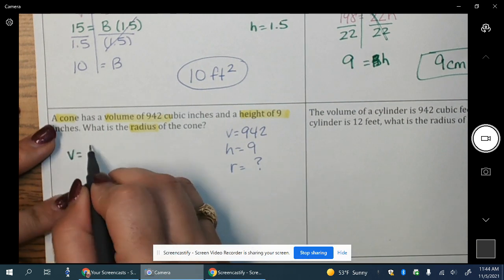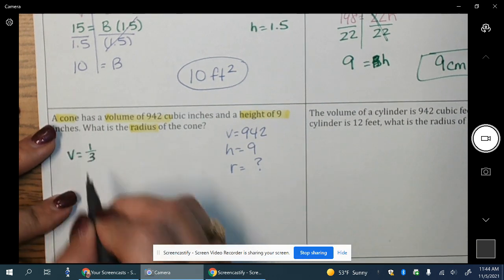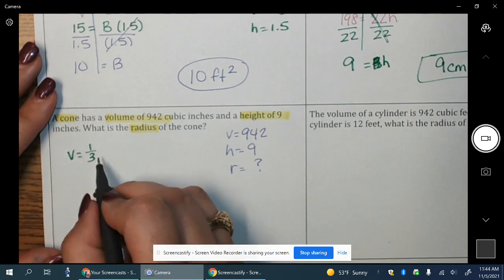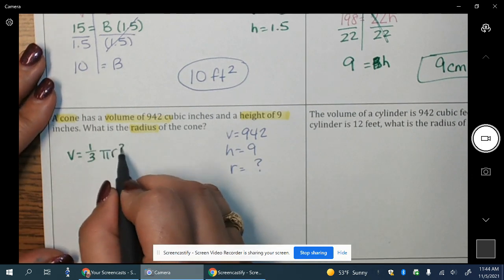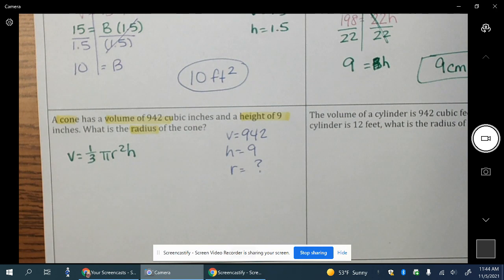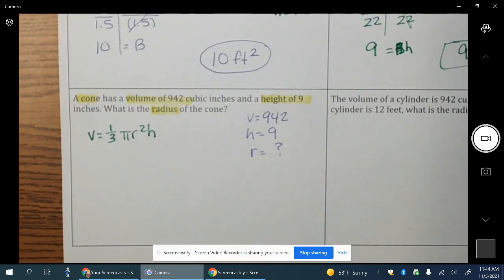So remember, the cones are the smaller ones, which means 1/3 pi r squared h. And again, you don't have to have these formulas memorized. They're hanging right here in front of you on the poster. They're also on the board. We're going to make a cheat sheet next week in class to use on the test. So you just have to use the formulas. You don't have to have them memorized. Okay, let's plug in what we know.